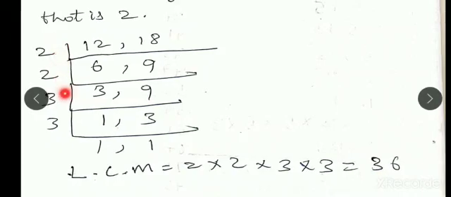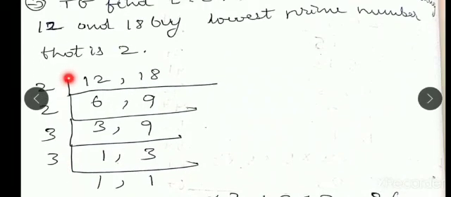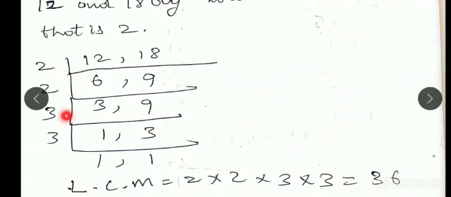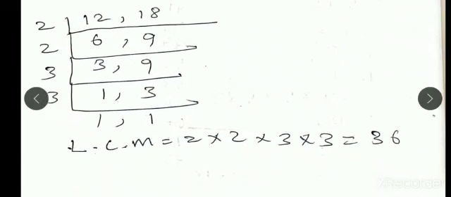Now I will multiply all these factors and find the LCM. What are all those factors? 2, 2, 3 and 3. So 2 2s are 4, 4 3s are 12, 12 3s are 36. So 36 is the LCM.